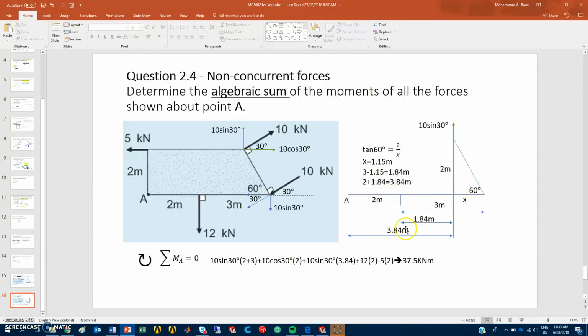You can work this out very fast by your experience, and it's up to you. So it's a very good question. It shows you a lot of techniques you need to use. It tests your capabilities in mathematics and how you can apply the moments.